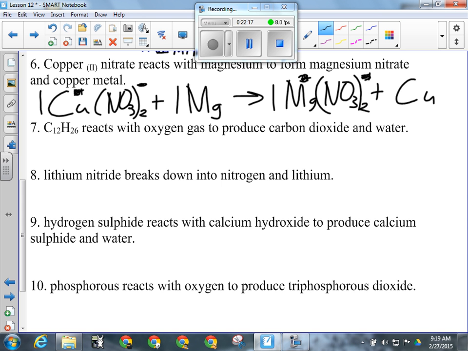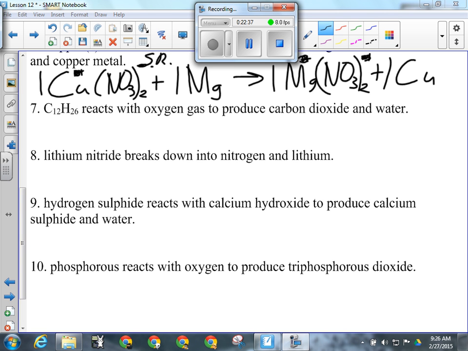Okay, so we just go 1 on everything. And then what kind of reaction is it if I have an ionic compound reacting with an element? Single replacement. Okay, so that's what you're going to be expected to do for the next 4. Write it out in formula form, balance it, and give me the reaction type. I'll give you a few minutes to try those.